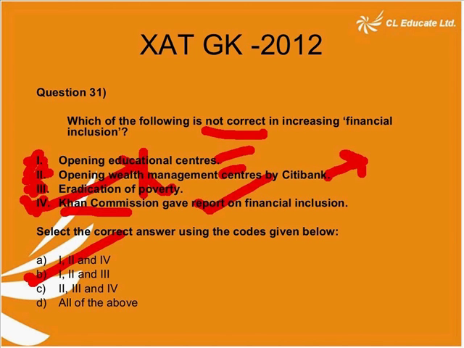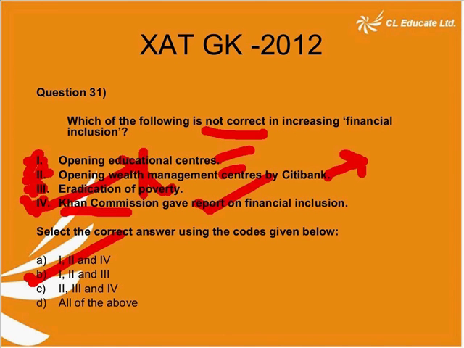And eradication of poverty. Again, not eradication of poverty, so we cannot directly increase financial inclusion. It may then result in financial inclusion for some of the people, but it is not a direct cause. And Khan Commission gave a report on financial inclusion. So the correct answer is B.